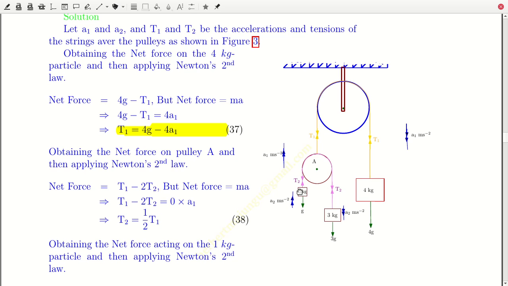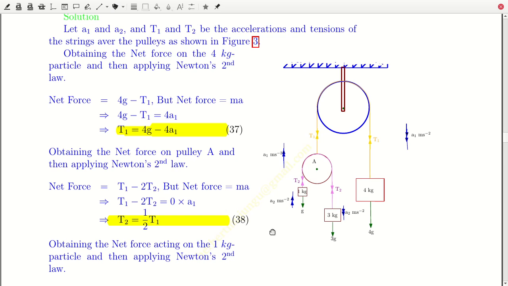So the net force, if we assume that it will move upwards, the net force on the pulley A will be T1 minus T2 minus T2. Again, from Newton's second law, it will be equal to the mass of this pulley times its acceleration, which is A1. But since it is massless, the mass is 0. So T1 minus 2T2 equals 0 times A1. When you rearrange, you end up with T2 equals a half T1. That's our second equation. This is the equation of motion for the pulley A.